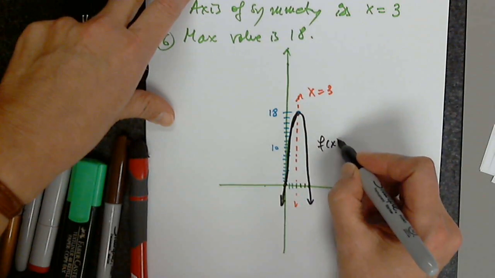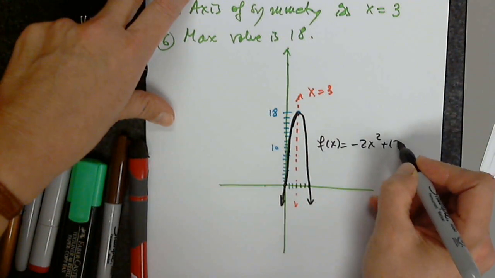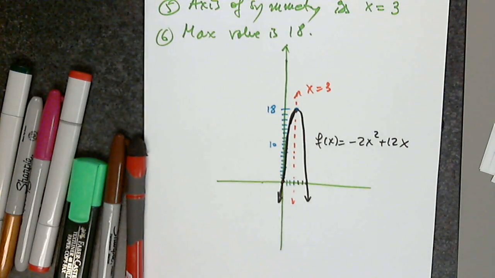So this is the graph of negative 2x squared plus 12x. Can anyone give us the range? Yes, negative infinity to 18. Very good.